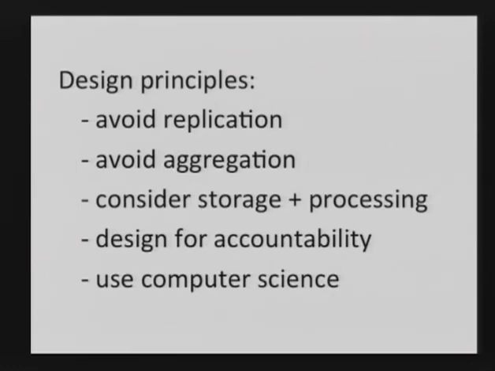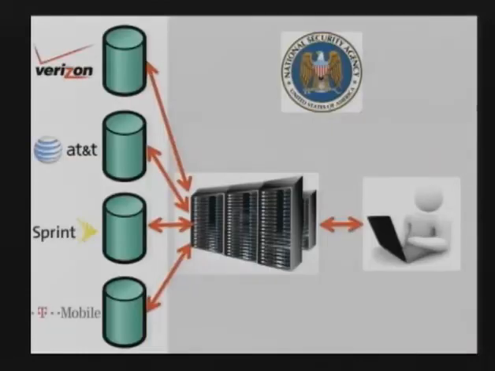Okay, so if you look at these design principles, from the point of view of avoiding replication, avoiding aggregation, and to some extent designing for accountability, there's a lot to like with this design, where we keep the data in the hands of the phone companies. The data is now not aggregated. It's not replicated. It's in one place. It's spread out. And you get some degree of accountability from the fact that the accesses to the data from the phone companies are crossing institutional boundaries. And things are more likely to be logged, and trouble is more likely to be observed at institutional boundaries.